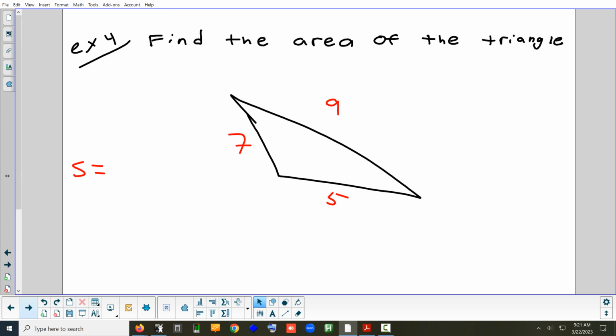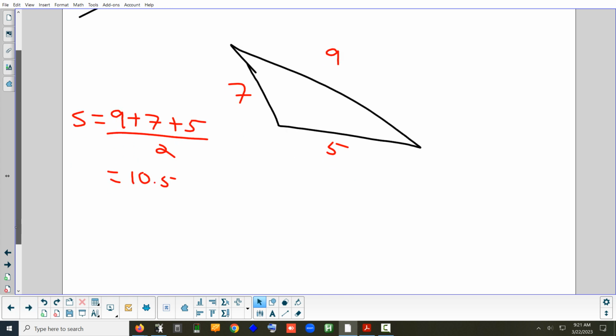Okay, let's start with the semi-perimeter. That's the first thing that you need to figure out. So add up all the sides. 9 plus 7, that's going to give me 16. 16 plus 5 is 21. And what's half of 21? 10.5. Okay, so there's the semi-perimeter. Now let's find the area.